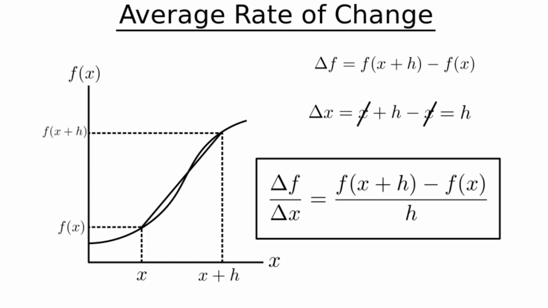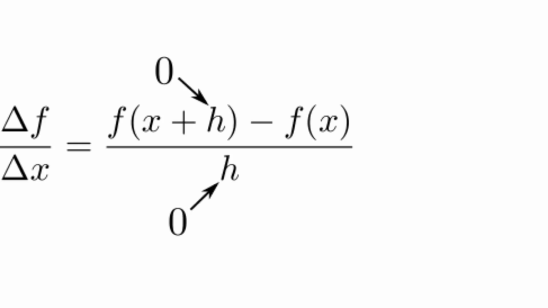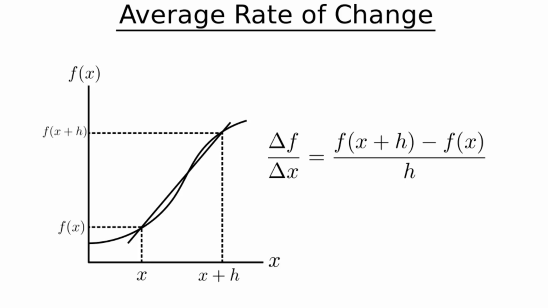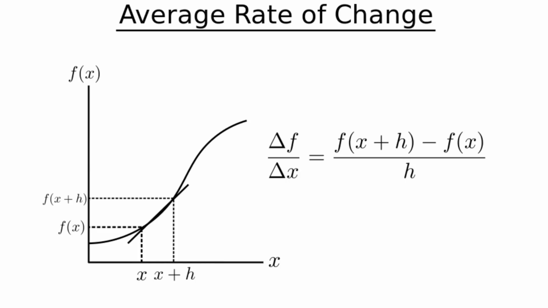Now, what if we want to find the slope at just a single point? We can try to just plug in h equals 0 in the average rate of change equation, but this gives us 0 divided by 0, which isn't very well defined. What we can do instead is look at the average rate of change, but make h get smaller and smaller and see how our average rate of change equation behaves. This process is known as taking the limit.